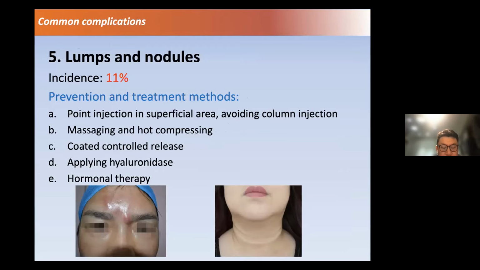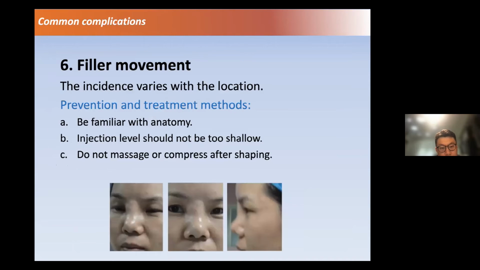The fifth is lumps and nodules. Prevention and treatment methods include point injection in the superficial layer, avoiding column injection, massaging and hot compressing, coated controlled release, and applying hyaluronidase and hormonal therapy.